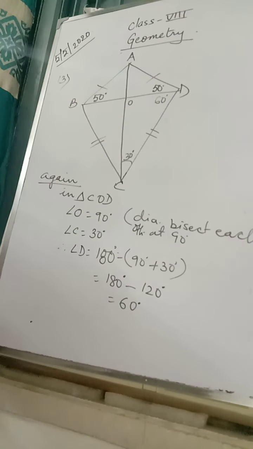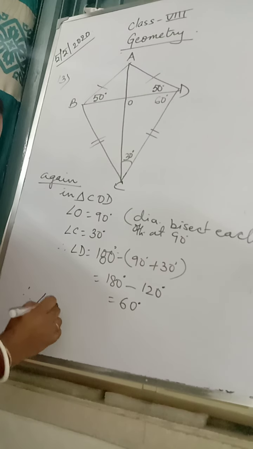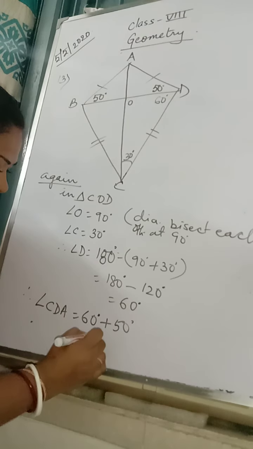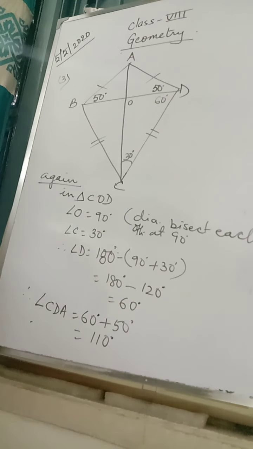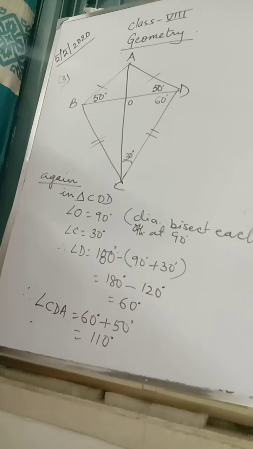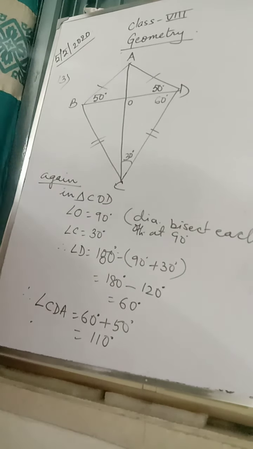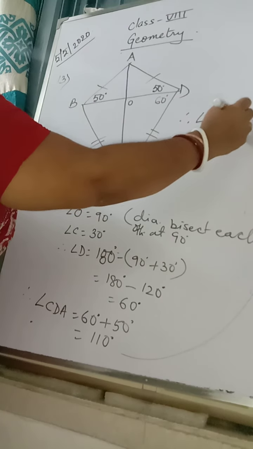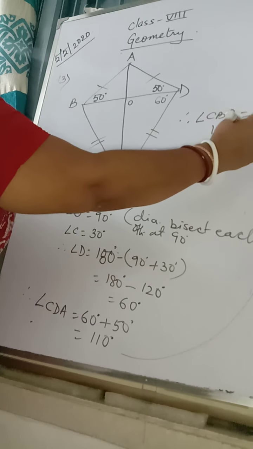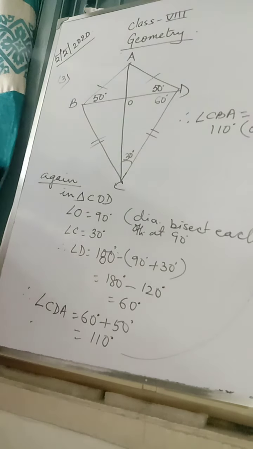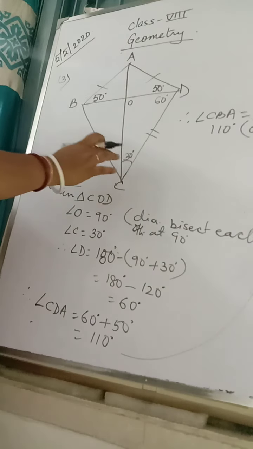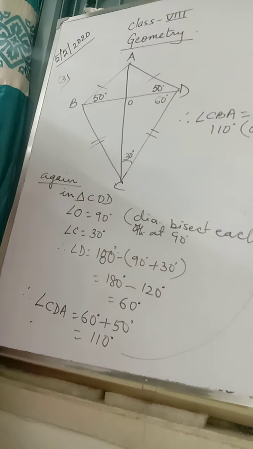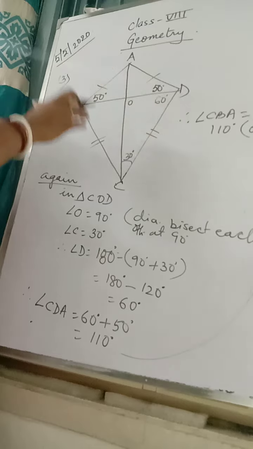So what will be angle CDA? Therefore angle CDA is equal to 60 degrees plus 50 degrees, 110 degrees. Similarly, angle CBA also would be 110 degrees. That's what angle CBA is equal to 110 degrees. Opposite angles. Now come to this. We have got 110, 110, 220. This one we have got 80. So this will be what?